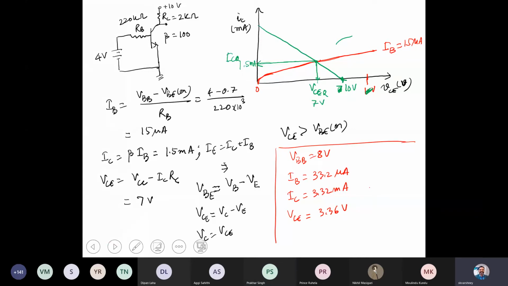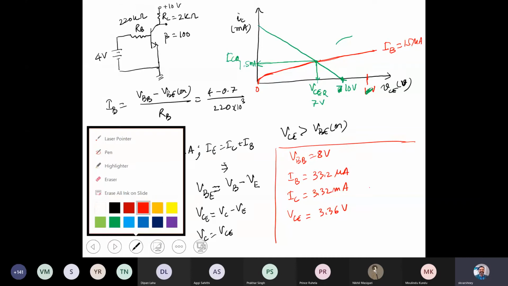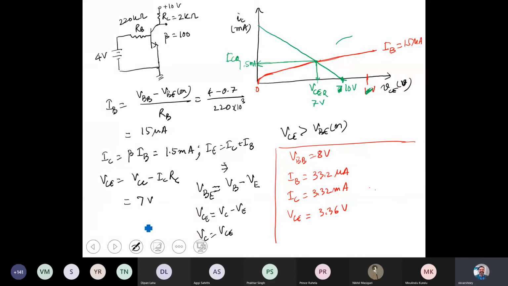So let's plot it on this graph. We have another characteristic, where IB was roughly 33 microampere, and now VC has moved. This point has been moved. So let's say this is 3.36. Okay, so a small change once again.